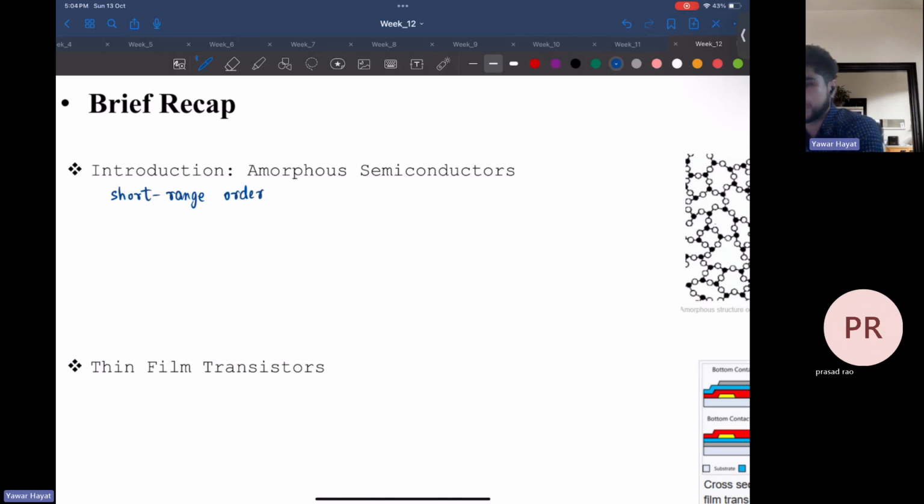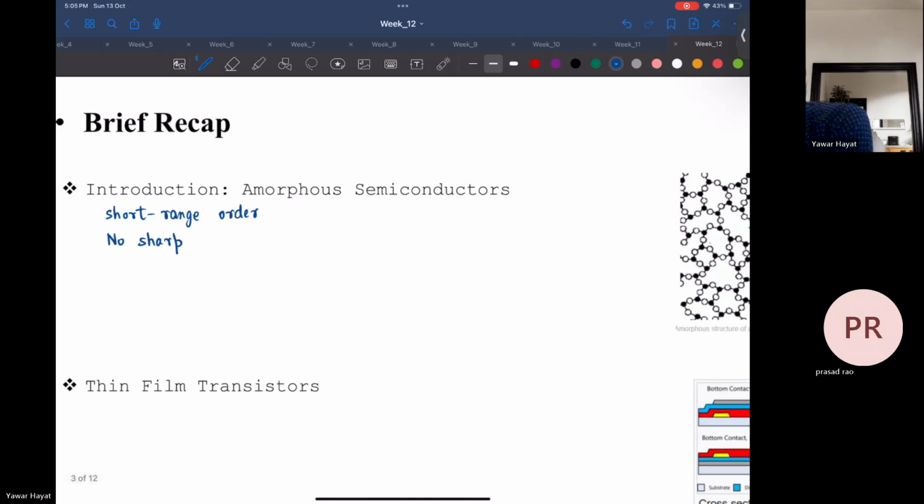And then what about the melting point? How does their melting point differ from the crystalline counterpart? It turns out they do not have a sharp or characteristic melting point. Rather, they are softened over a range of temperature. So I'll write: no sharp melting point.